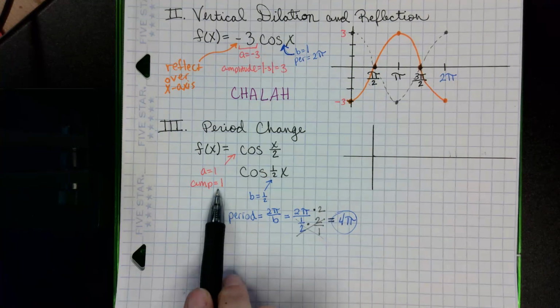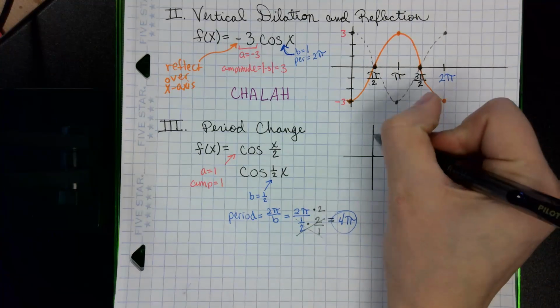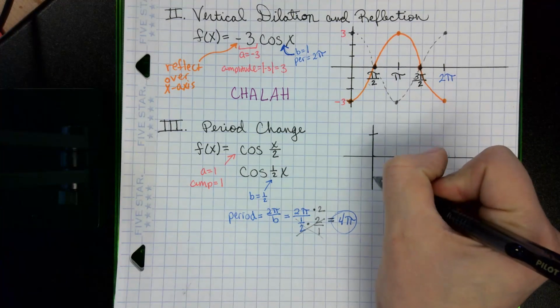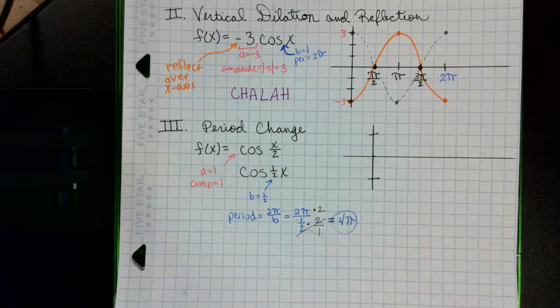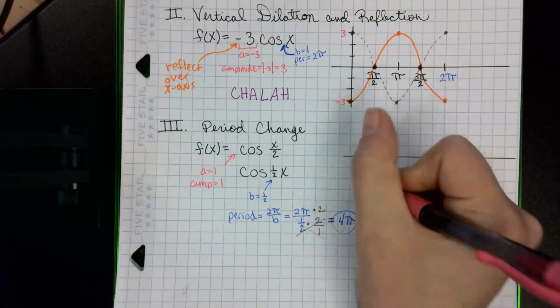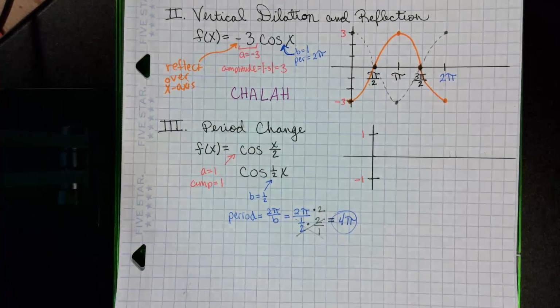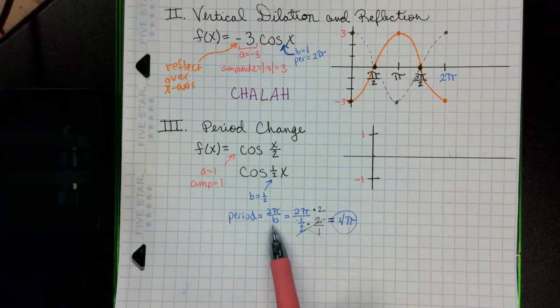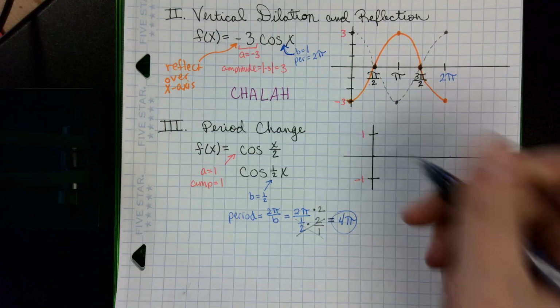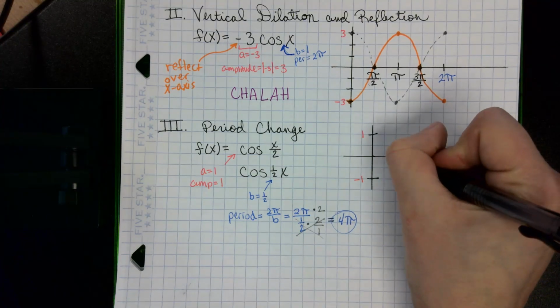Okay, so my amplitude is 1. Up 1, down 1. 1, negative 1. This, 2 pi over b, that's the formula to find the period. 2 pi over b. b is half, so 2 pi over half. All right. Yes, you should absolutely ask questions if you have them.